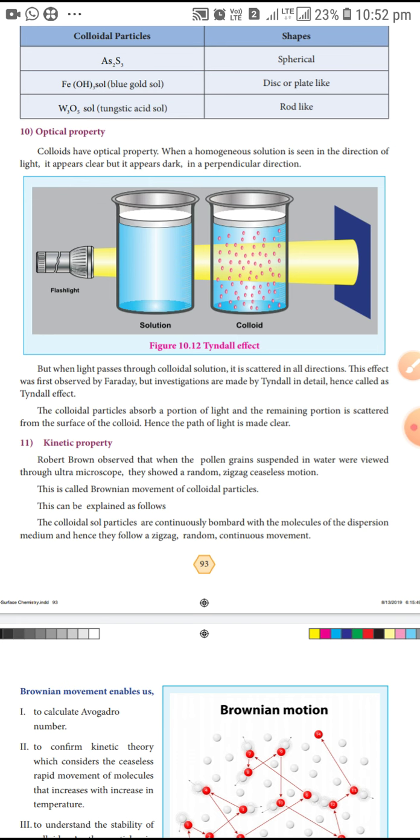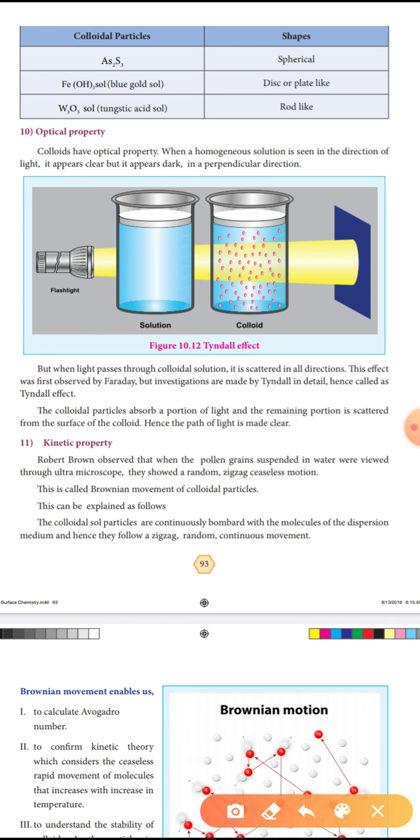The colloidal particle absorbs a portion of light and the remaining portion is scattered from the surface of the colloid. Hence the path of the light is made clear. See, the first one is a true solution, the solute dissolved in water. The second one is a colloidal solution, in which the colloidal particle absorbs a portion of light and the remaining portion is scattered from the surface of the colloid.